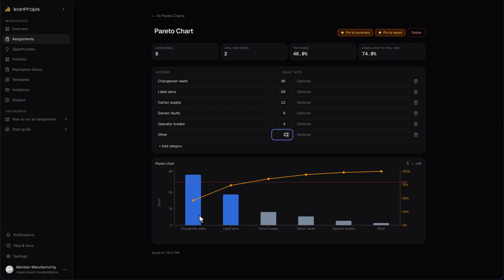Read the line. Changeover alone is 46%. Add label jams and you're at 74. Carton supply takes you to 86. 2 causes, 1/3 of the categories, carry 3/4 of the pain. That's the project's analyze target, chosen by data.